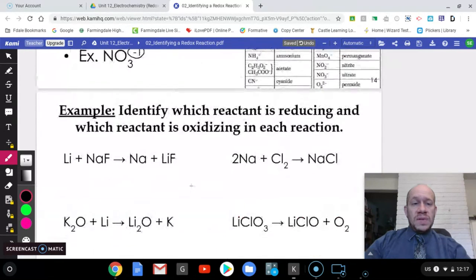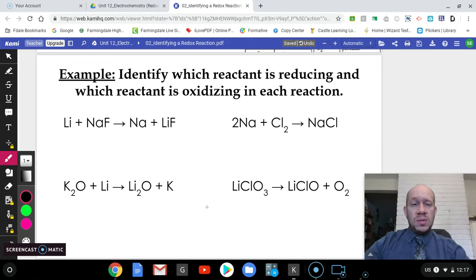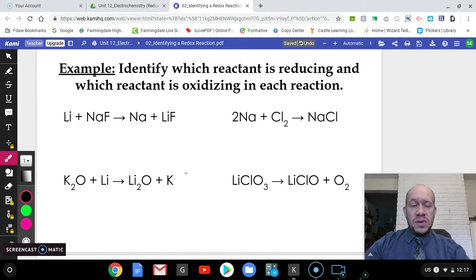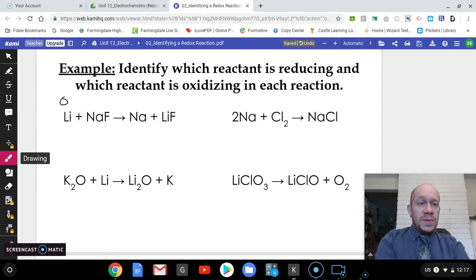So let's do a couple of examples. I'll do 2 with you, and then you try 2 on your own. The next slide gives the results, so you can just write those down too. Identify which reactant is reducing and which reactant is oxidizing. So because lithium is by itself, it has an oxidation state of 0. In sodium fluoride, sodium is a +1 because it's in group 1, and fluorine is a -1. After the reaction, sodium is by itself, so now it's 0.